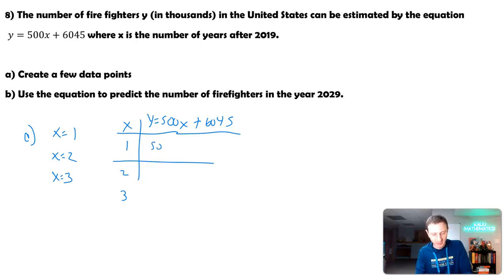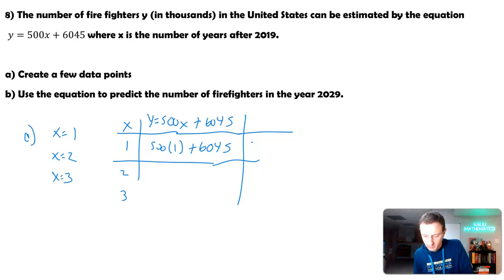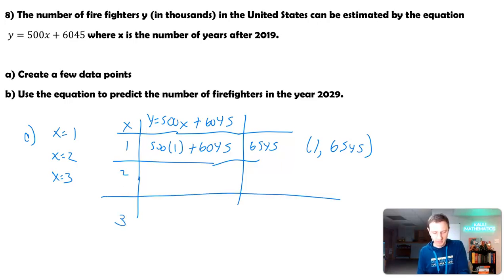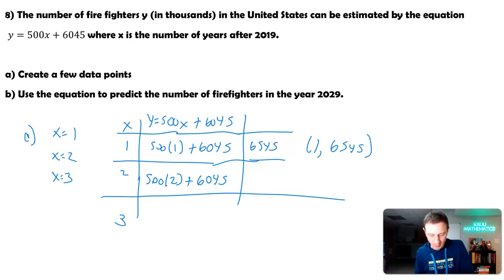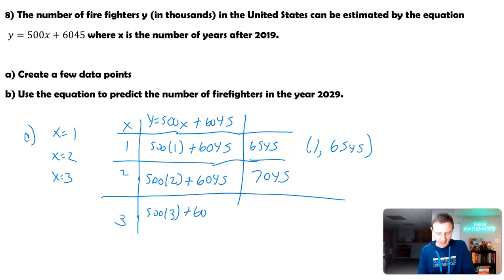So x equal to 1, that'd be 500 times 1 plus 6045. So that'd just be 500 plus 6045, which would be 6545. Let me just grab a couple points here and then we'll discuss the results. So 500 times 2 plus 6045 should be 7045. And x equal to 3, so 500 times 3 plus 6045 is 7545.